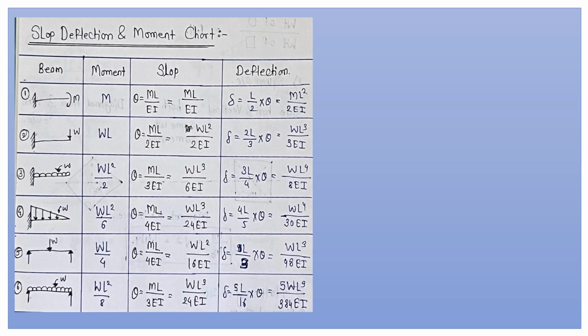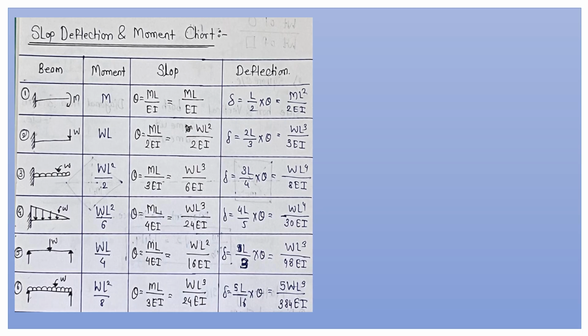First, in the cantilever beam there is only a moment, so the moment is M. Second WL, third is WL square by 2, fourth is WL square by 6, then fifth is WL by 4, then sixth is WL square by 8. Okay, you need to remember these values.